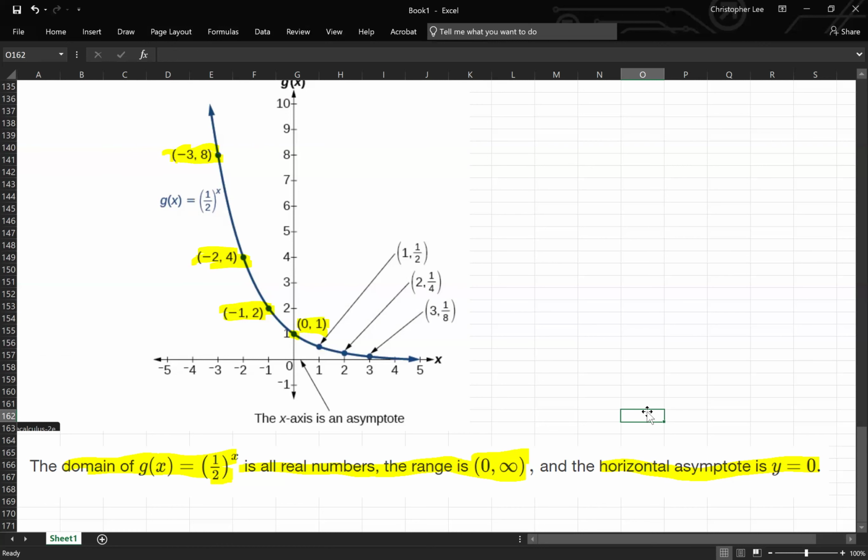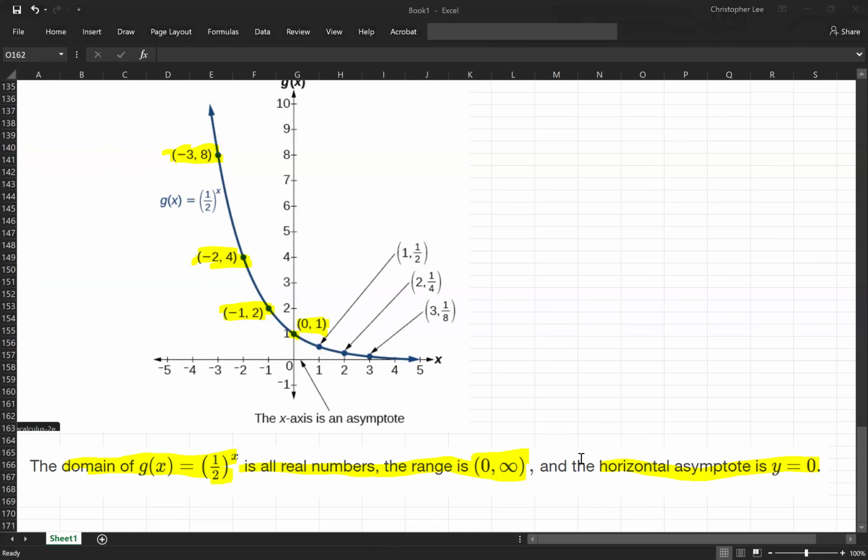It is a function though. It passes the vertical line test. We only have vertical asymptotes in the rational functions. The rational functions are the ones with the vertical asymptote.